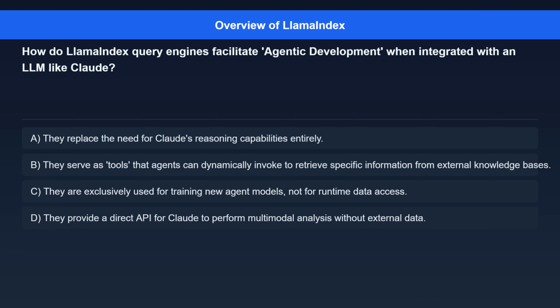Question 3. How do LlamaIndex query engines facilitate agentic development when integrated with an LLM like Claude? Option A. They replace the need for Claude's reasoning capabilities entirely. Option B. They serve as tools that agents can dynamically invoke to retrieve specific information from external knowledge bases. Option C. They are exclusively used for training new agent models, not for runtime data access. Option D. They provide a direct API for Claude to perform multimodal analysis without external data.